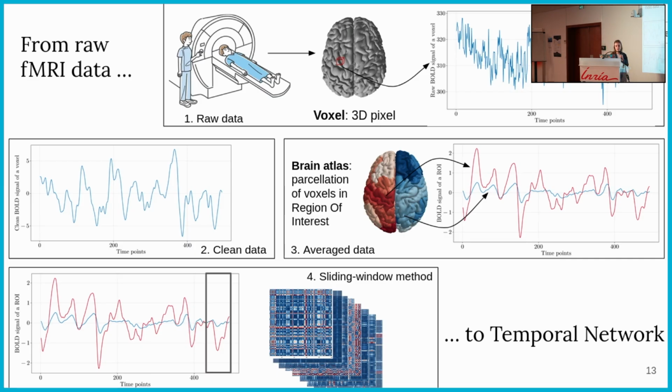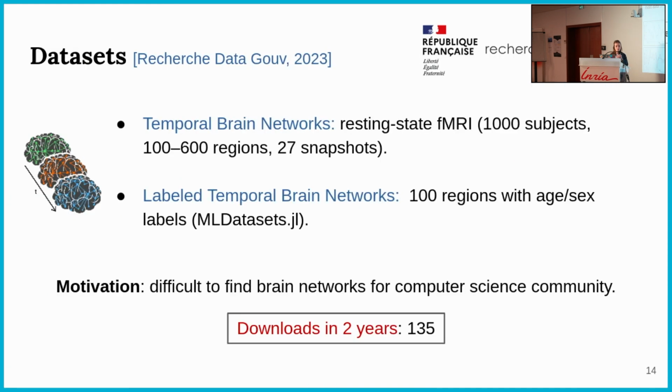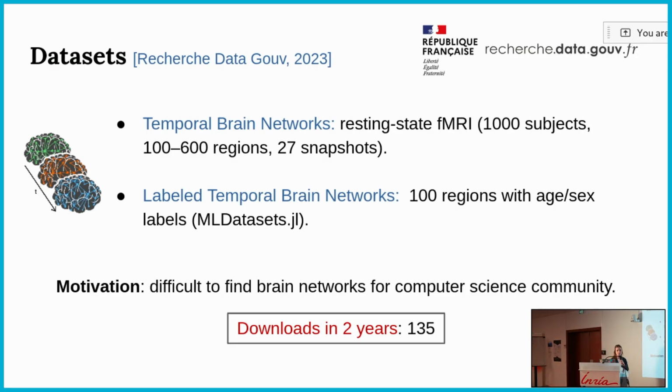And so using this pipeline, which is standard in the neuroscientific community, we created two datasets. The first dataset contained the resting-state fMRI data from the Human Connectome Project of 1,000 subjects, and the number of nodes changes according to the brain atlas that we choose. We chose between 100 and 600, and then they have 27 snapshots.